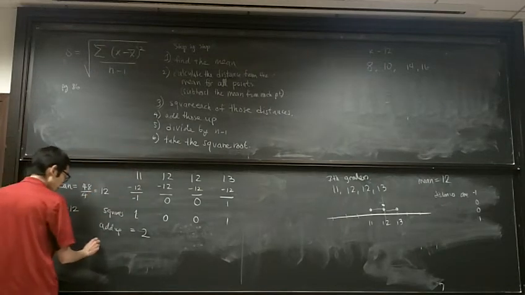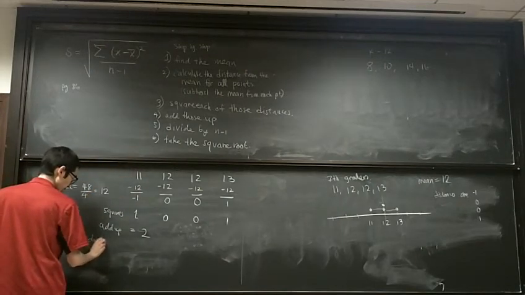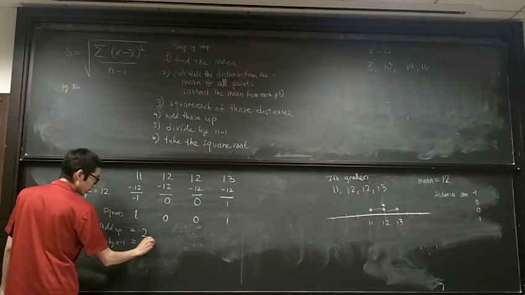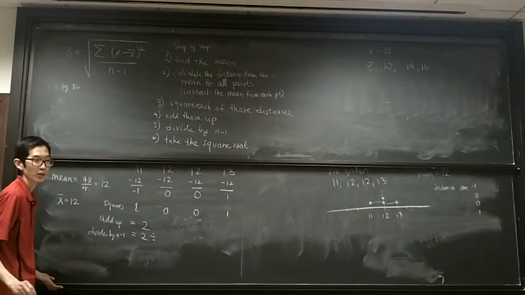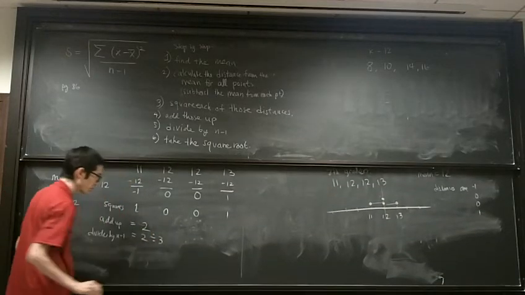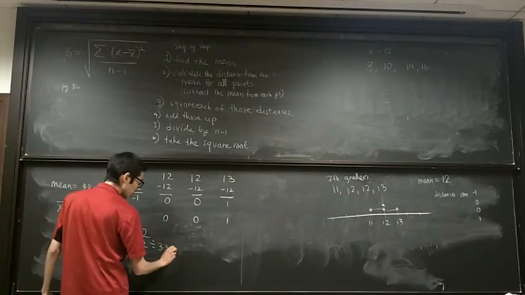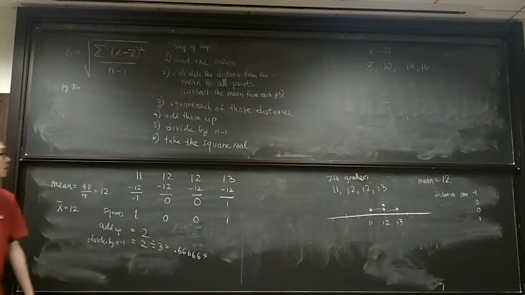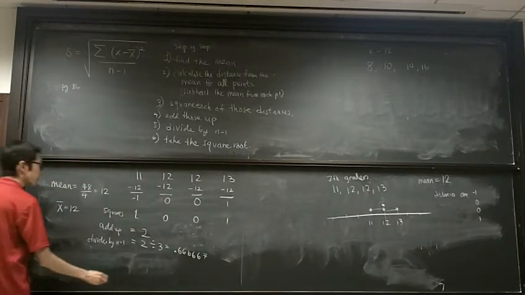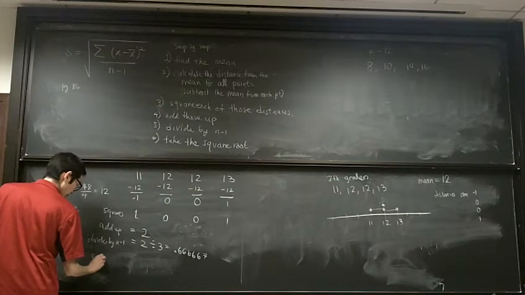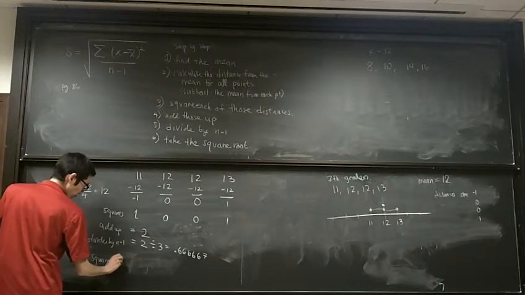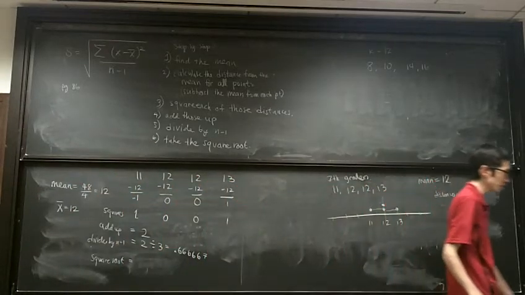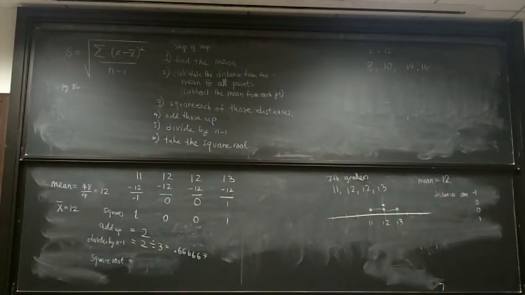Then I divide by n minus 1. So I'm going to do 2 divided by, what's n minus 1? 3, right? I've got 4 numbers, so n minus 1 is 3. So I divide by n minus 1, and I get 0.66667. And then lastly, I take the square root of that. The square root is like 0.8-something.